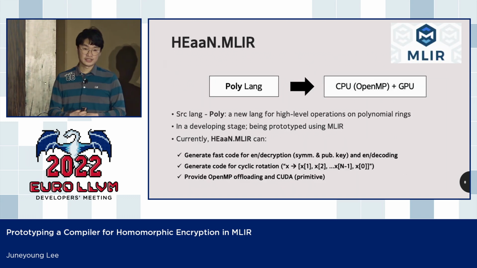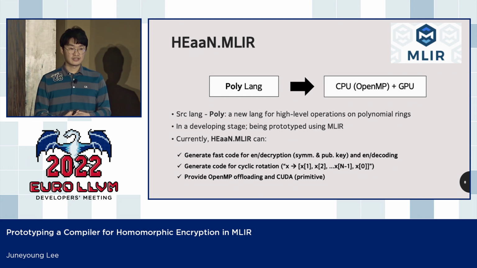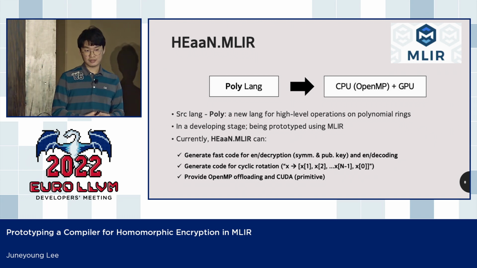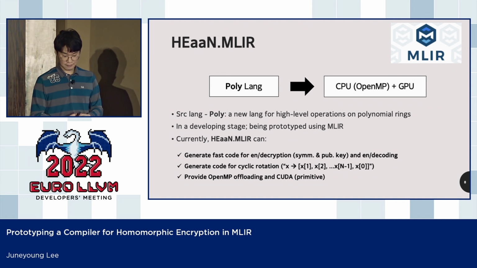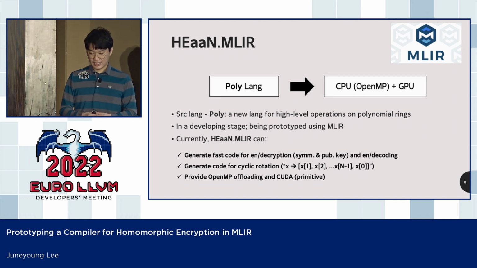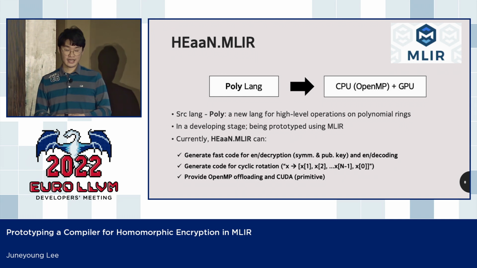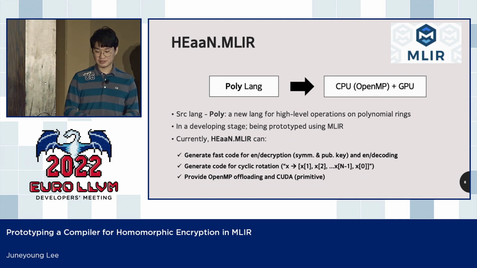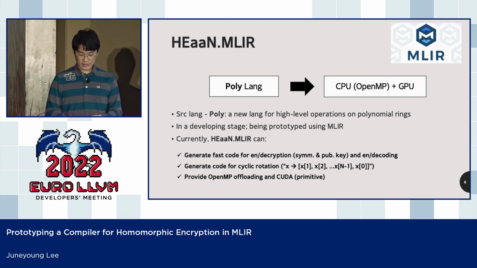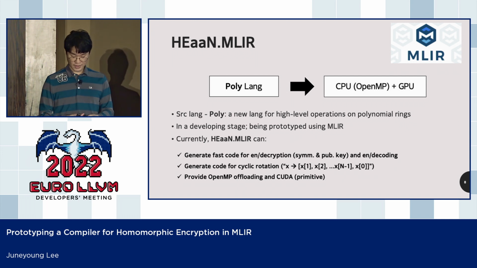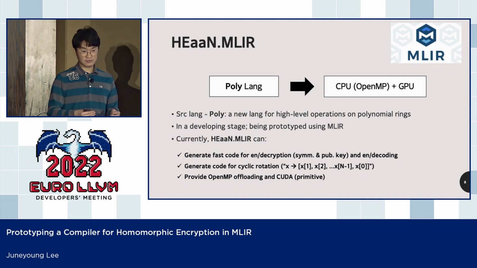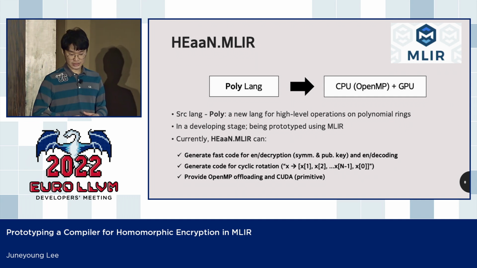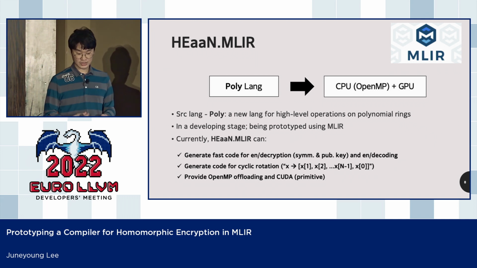In order to address this concern, what I did recently in CryptoLab is to prototype a compiler for homomorphic encryption using MLIR. It is named Heian.MLIR, and here Heian is the name of the product for the homomorphic encryption library in CryptoLab. It takes the source language, which is called Poly. It is a new language for high-level operations on polynomials. And then the Heian.MLIR converts the polynomial operations into efficient machine code. Currently, it is in a developing stage, and it is being prototyped using MLIR.